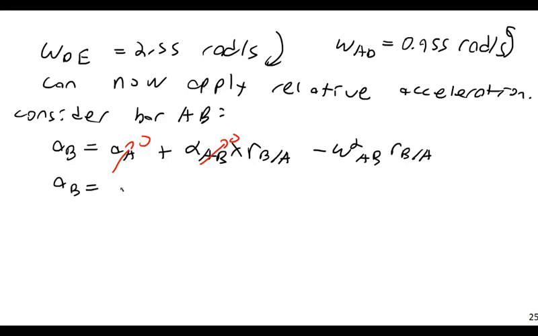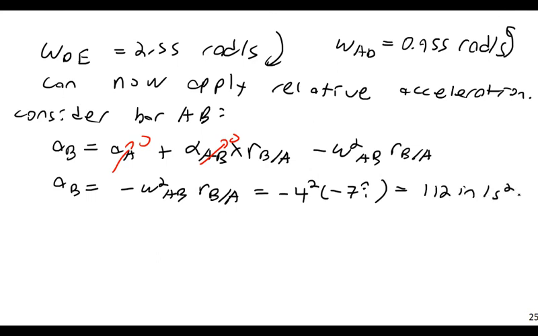A_B is equal to negative omega squared AB times R_BA, which is equal to negative 4 squared times negative 7i, and I will get that this comes to 112 inches per second squared i. So that's that. Now I can consider bar BD.